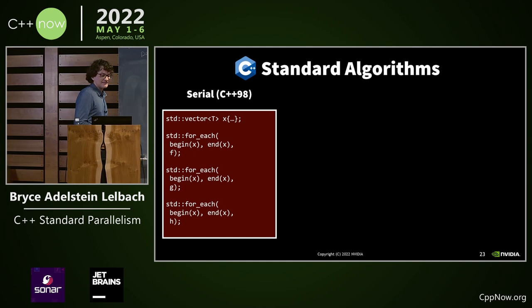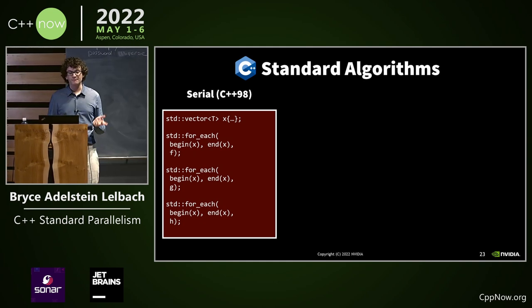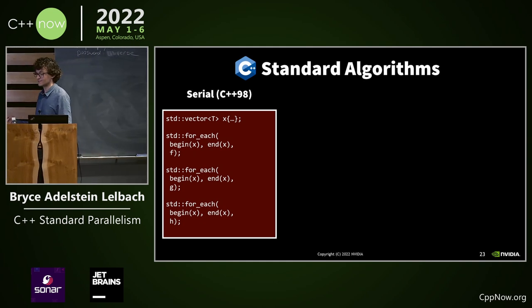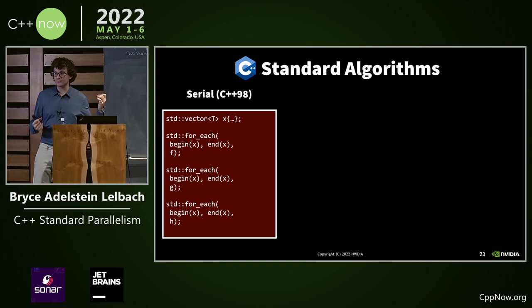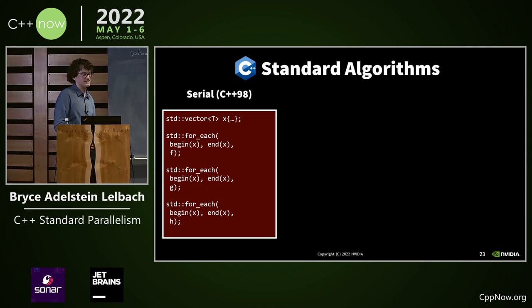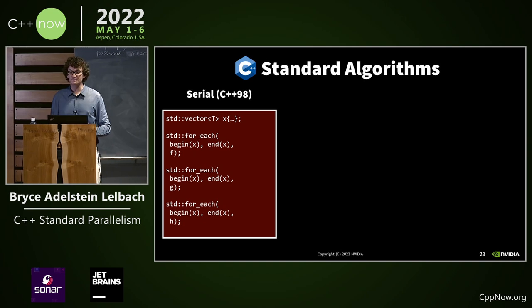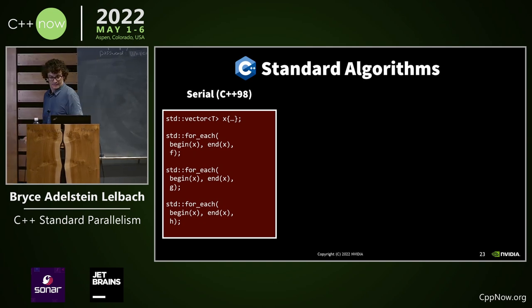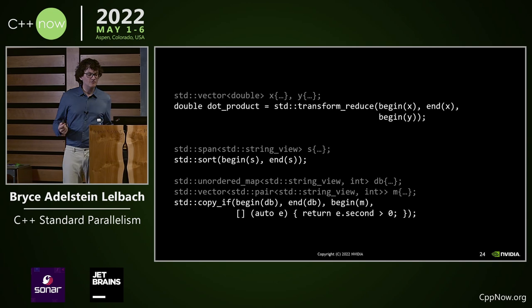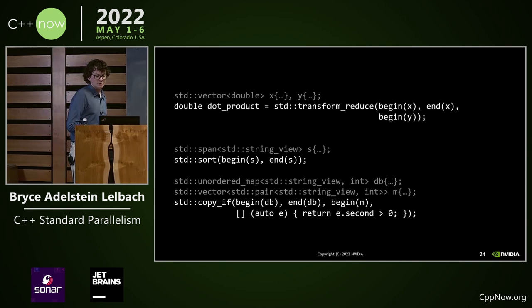So C++ has had a set of serial algorithms for manipulating sequences of objects since the first standard. We're probably all familiar with these. They're in the algorithm header, except for the handful of them that are in the numeric header, because history. So these algorithms operate on one-dimensional sequences.